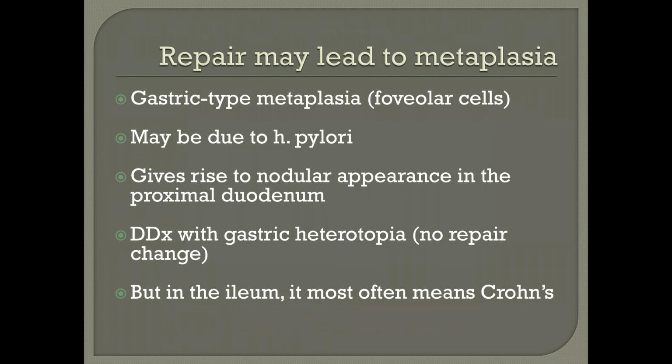Things like repair are also important to understand and appreciate. Repair can lead to metaplasia, potentially of the gastric type, maybe even related to H. pylori, and can give a nodular appearance in the proximal duodenum. So is this then a gastric heterotopia? Well, usually that doesn't have reparative change. So seeing and putting those things together is sometimes important. In the ileum, however, if you see repair, that oftentimes is a marker for Crohn's disease. So those little caveats are important to consider.